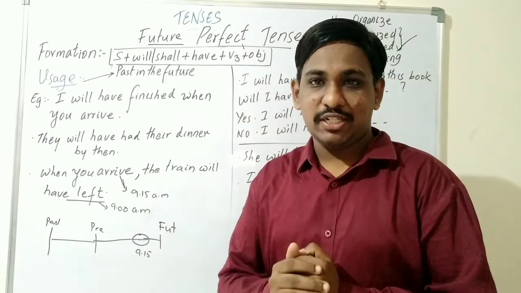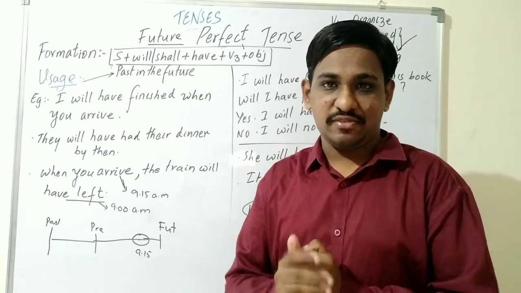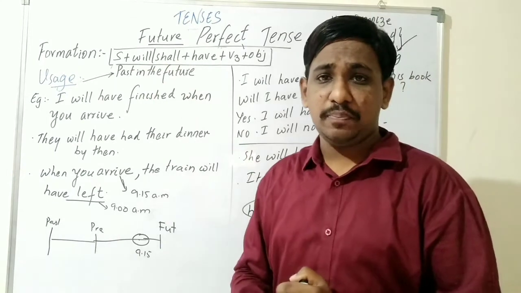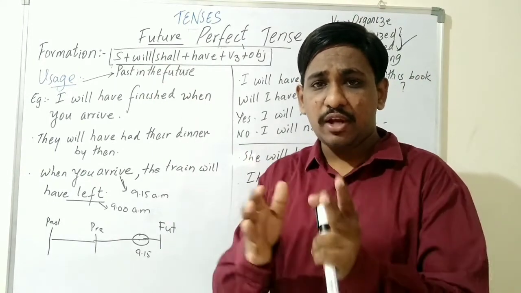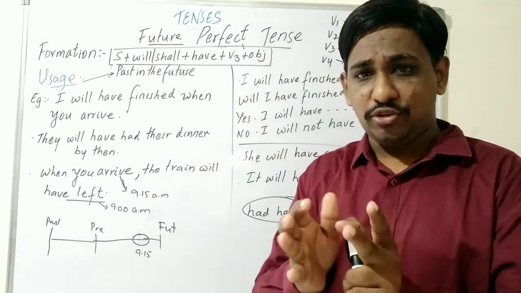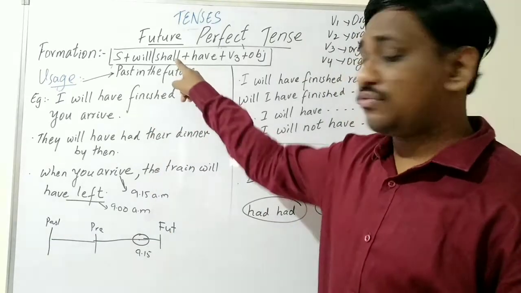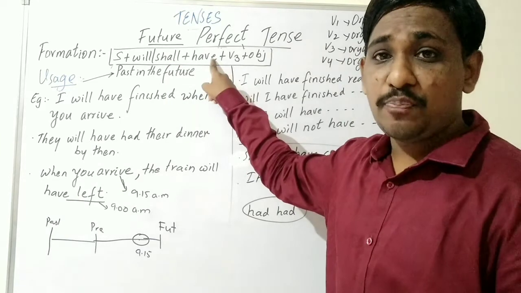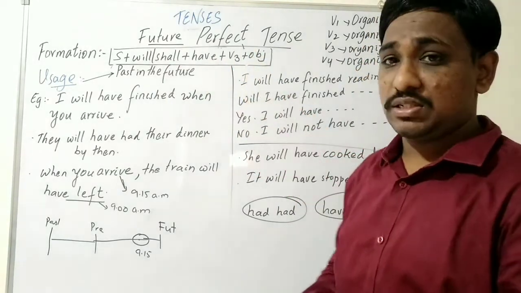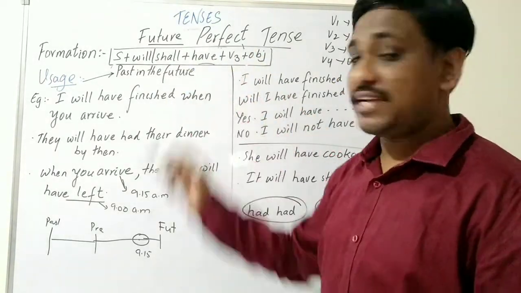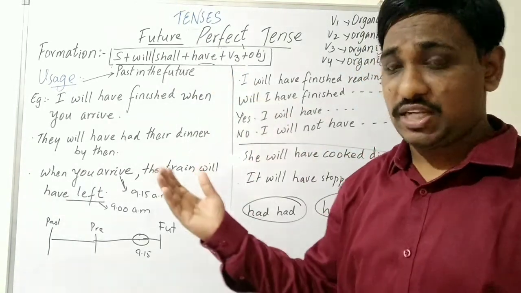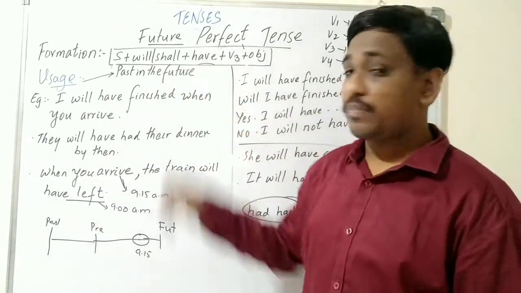So we are into future tense now. Future perfect tense. So let's see what is the formation of future perfect tense. We've already discussed that in every future tense there will be will and shall for the auxiliary verb. So subject plus will or shall plus have plus V3 plus object. V3 is common in every perfect tense. So this is the formation.